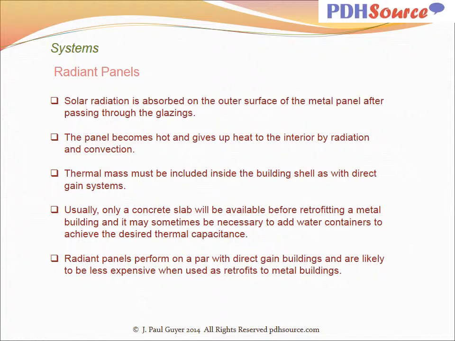Thermal mass must be included inside the building shell as with direct gain systems. Usually only a concrete slab will be available before retrofitting a metal building, and it may sometimes be necessary to add water containers to achieve the desired thermal capacitance. Radiant panels perform on a par with direct gain buildings and are likely to be less expensive when used as retrofits to metal buildings.